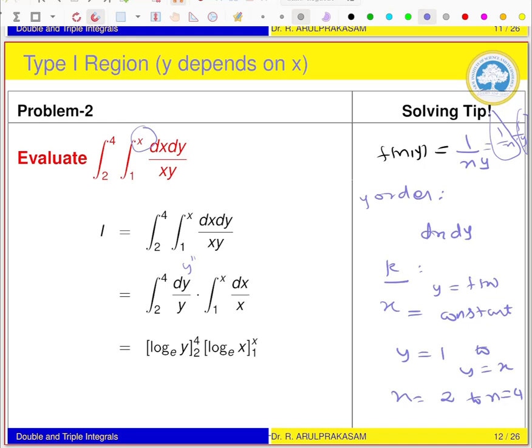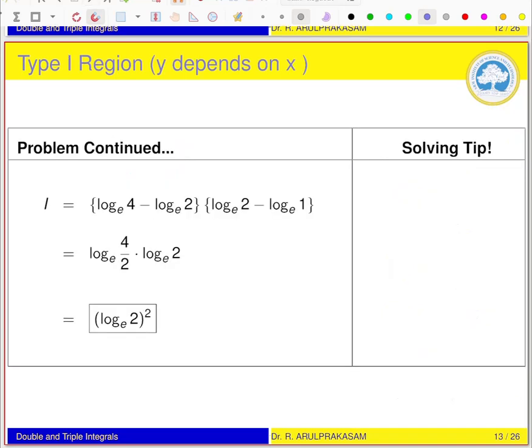My integration with respect to y, dy, is log y by the formula. Integral of dx by x is log x. Substituting the upper limit and lower limit, I get the result. What is the result? Log 4 minus log 2, and here log x minus log 1.